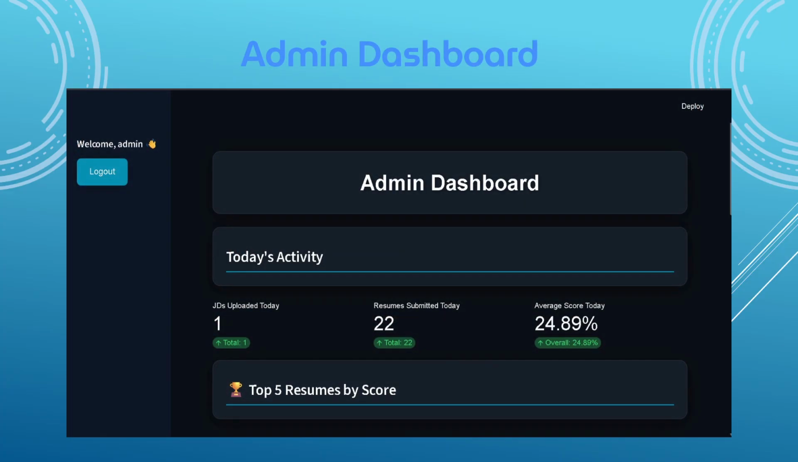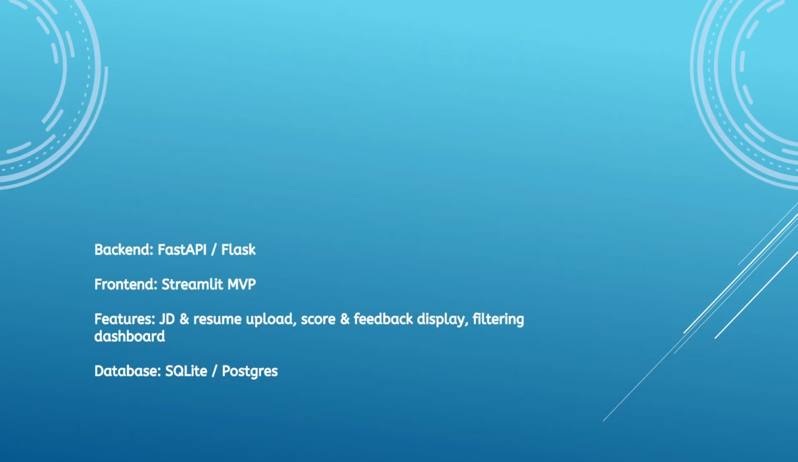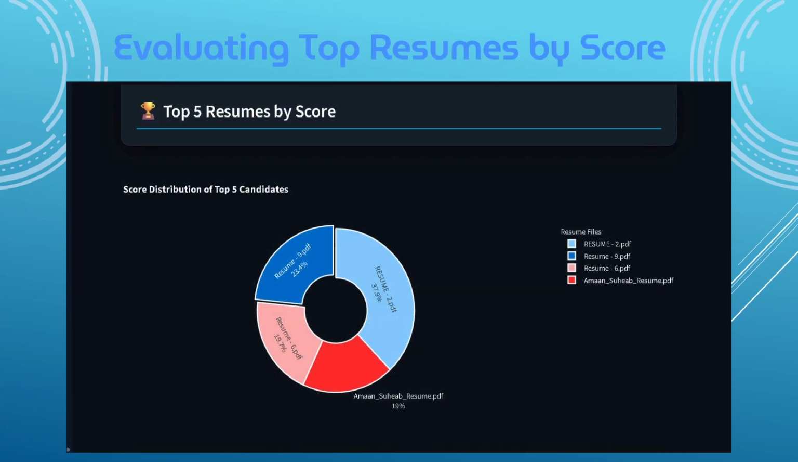Next, we have the admin dashboard. Here it shows today's activity, how many GDs are uploaded, how many resumes submitted, and what's the average scoring today. Now talking about the top 5 resumes by score. This is the percentage of the resumes uploaded, and these are only the top 4 resumes of today. We didn't upload the 5th resume. To test the pie chart and its accuracy, we only uploaded 4 resumes to test if it still displays or not, and we have realized that it works perfectly.